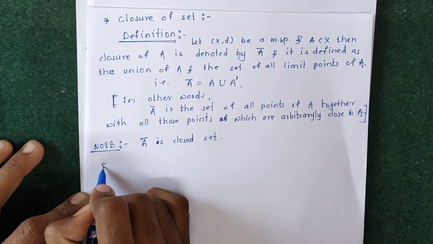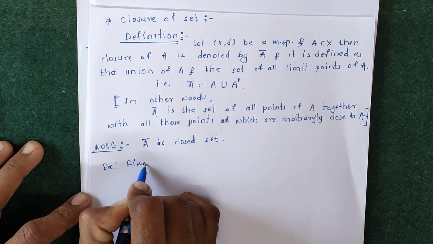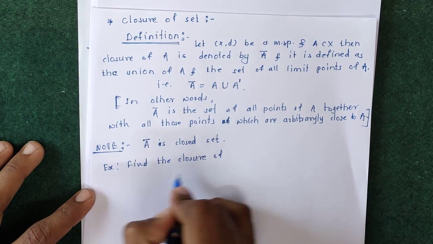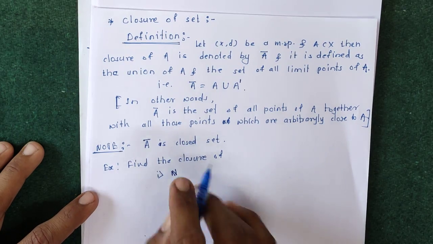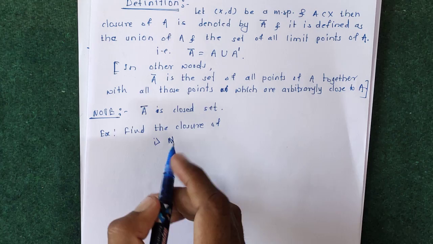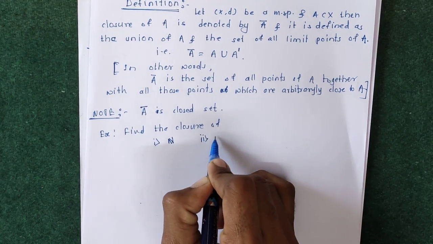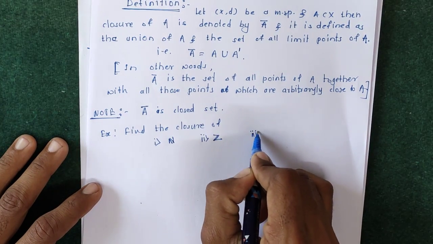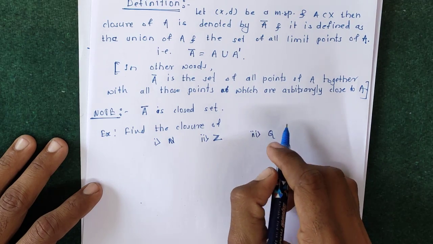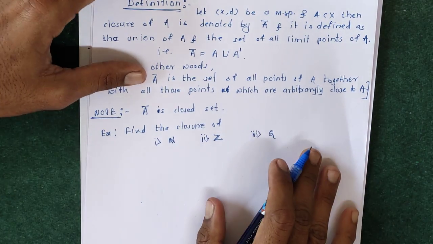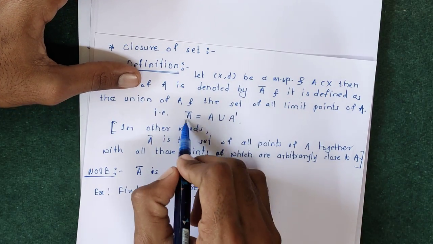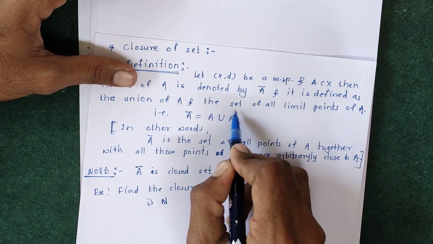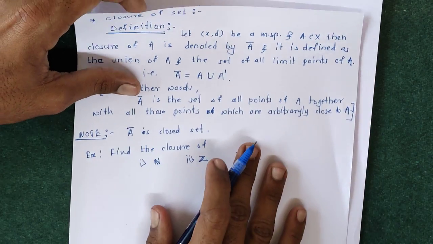Now we will take one example. For your homework, find the closure of first, the set of natural numbers. Second, the closure of integers. Third, you have to find the closure of, suppose, rational numbers. So these three are for your homework. One hint for this homework is A closure is the set of A union limit points of A. In most of the cases, A closure is equal to the set of all limit points of that A.